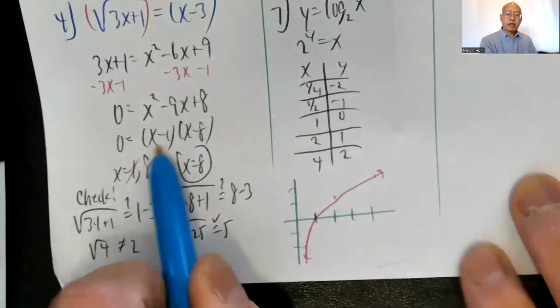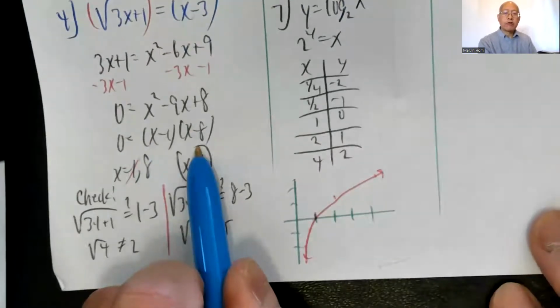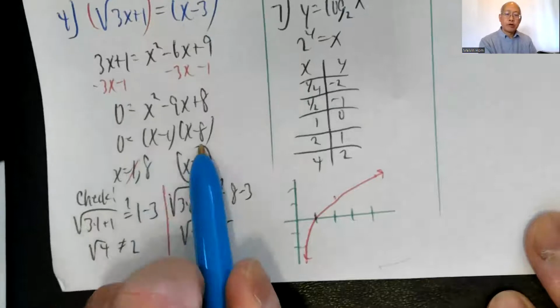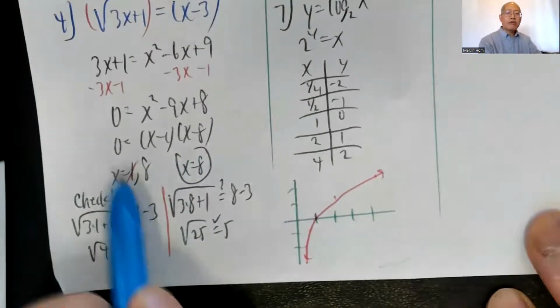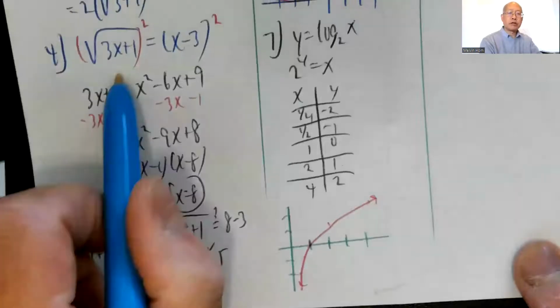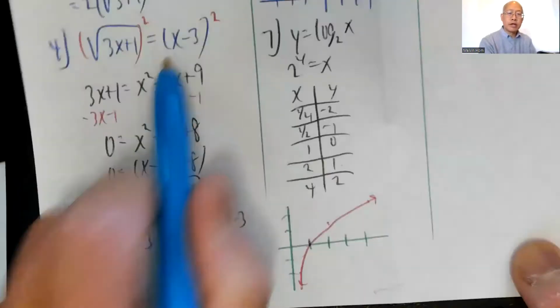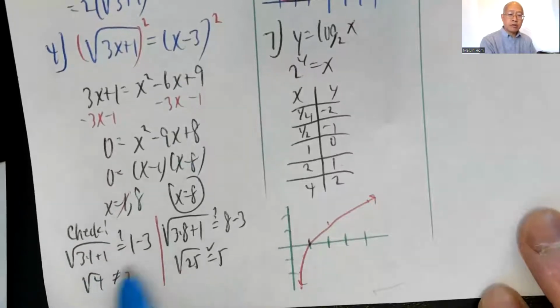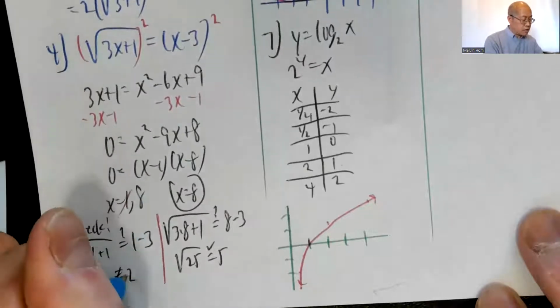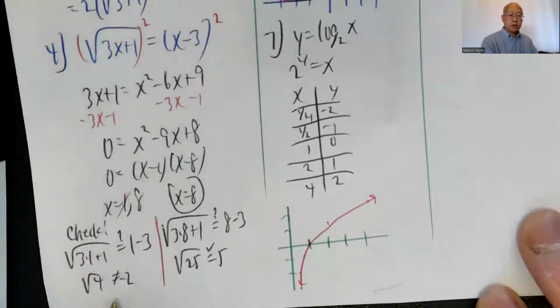This factors into x minus 1, x minus 8. So by the 0 factor property, either this is 0 or this is 0. That gives me x is 1 or x is 8. However, x equals 1 does not check against the original. If I plug in 1 here and here, the square root of 3 times 1 plus 1 is not 1 minus 3. That gives me the square root of 4 is equal to negative 2, which is not a true statement. Okay, so throw out 1.